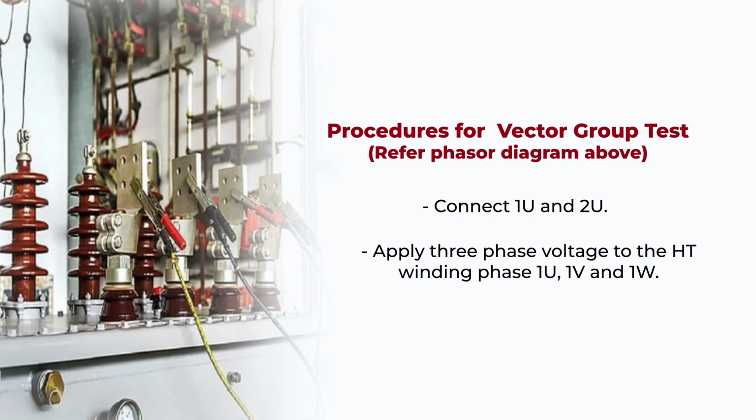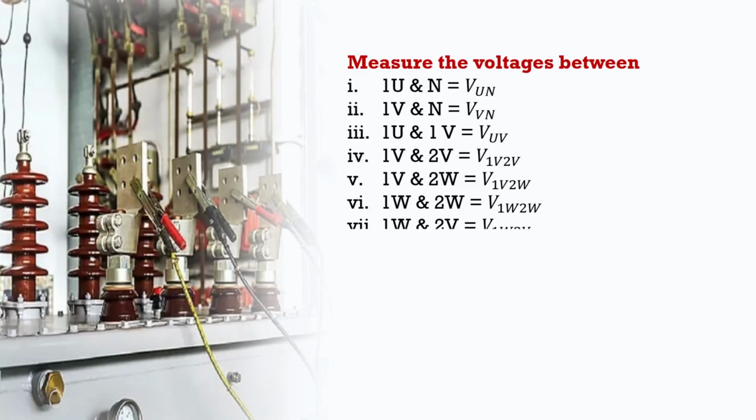Then apply three phase voltage to the high voltage winding phases 1U, 1V and 1W. You can give it from an auto transformer. Measure the voltages between 1U and N, which we call VUN, and between 1V and N, which we call VVN.